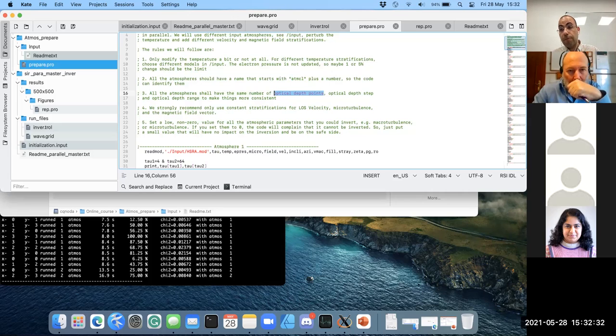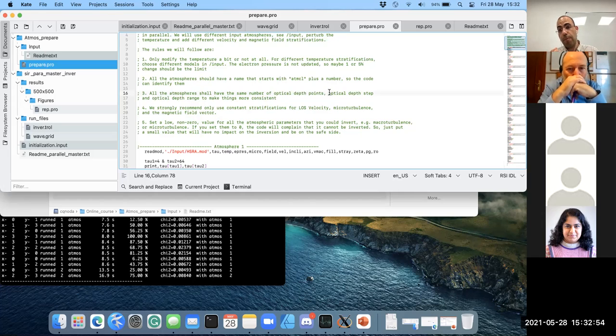And then, for consistency, you also have to keep the atmospheres going to the same lower boundary and the same upper boundary. If one atmosphere goes from log tau 1 to log tau -5, then the rest of the atmospheres should do the same. This also implies that the optical depth step will be the same.